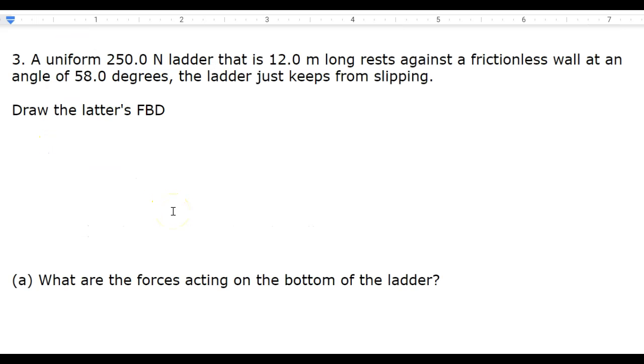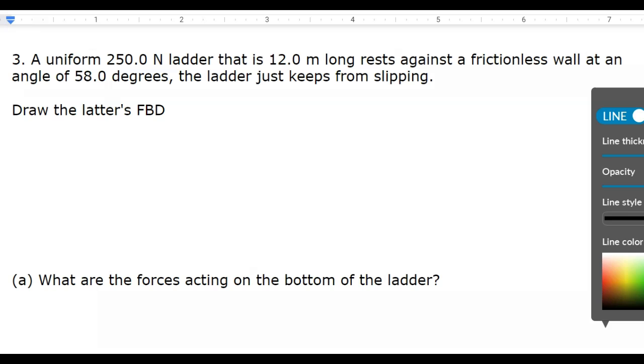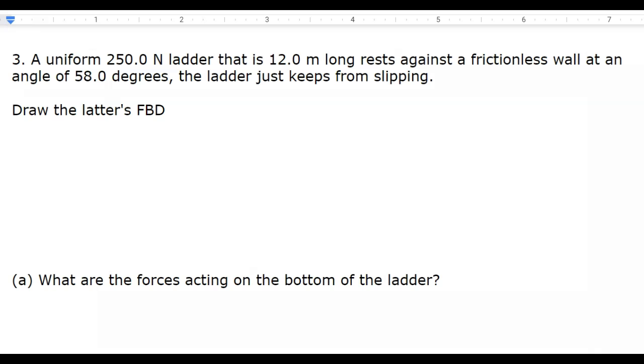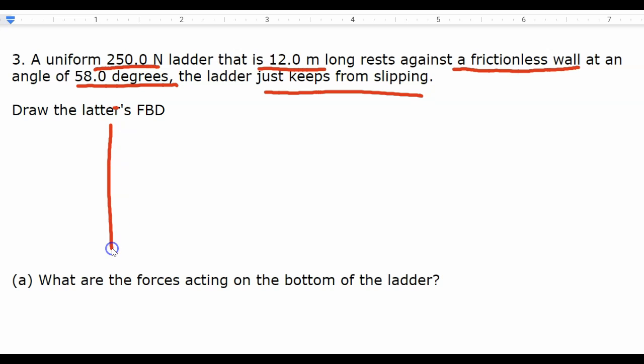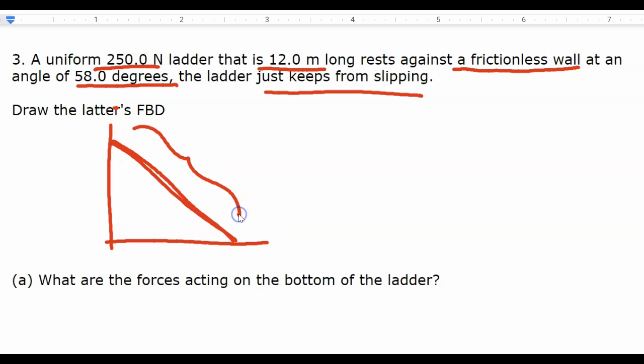All right, a uniform 250 Newton ladder, 12 meters long, frictionless wall, and an angle of 58 degrees. So we underline. The ladder just keeps from slipping. So wall, ladder. We make a picture with everything in it. 12 meters long, frictionless wall.